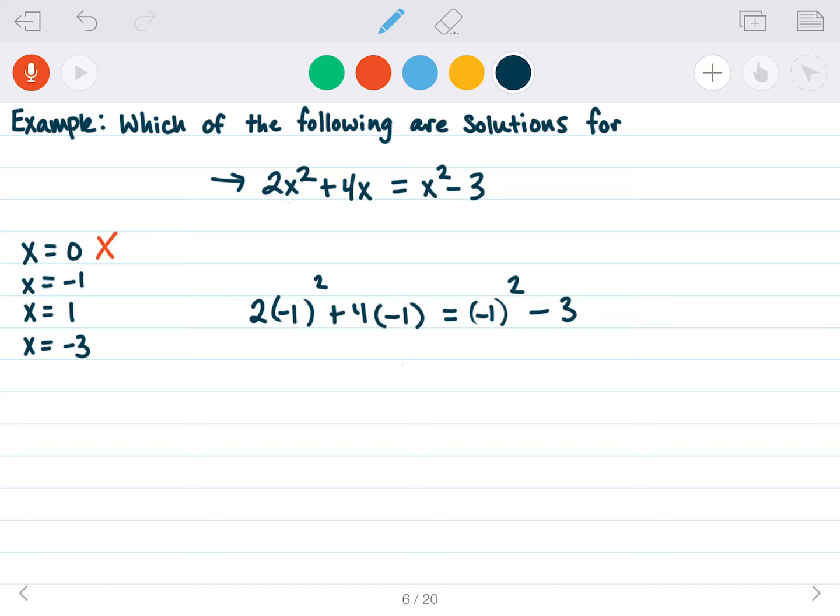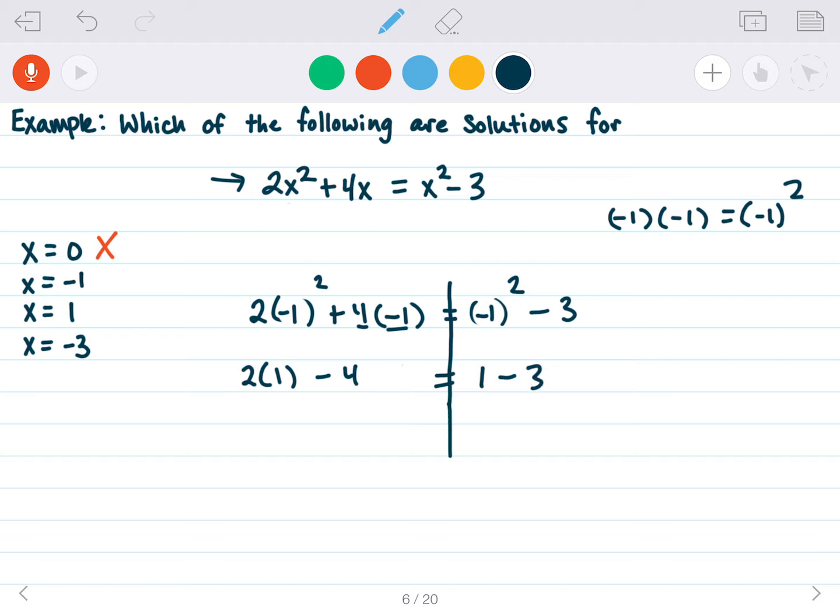Okay, so again, order of operations, looking at the left side of the equal sign, and maybe I can draw a line through it to make it a little easier to see. Negative 1 squared is negative 1 times negative 1, and a negative times a negative is a positive, so that's positive 1. So I get 2 times positive 1. And then 4 times negative 1 is negative 4. Again, on the right side, negative 1 squared is positive 1. If I simplify this out, on the left I get 2 minus 4 equals 1 minus 3. And so 2 minus 4 is negative 2. 1 minus 3 is also negative 2. This is a true statement, which means that x equals negative 1 is a solution.